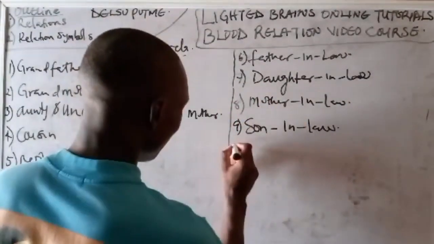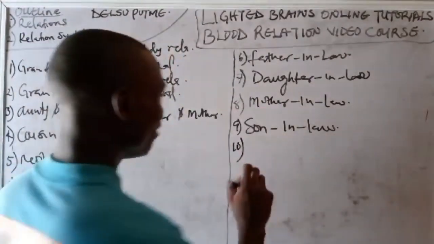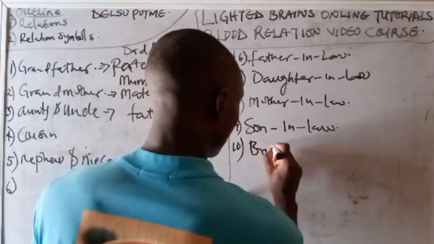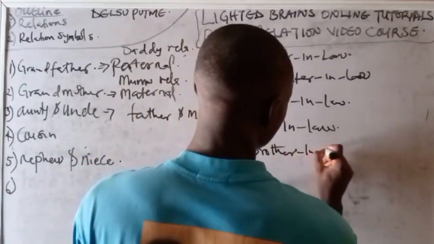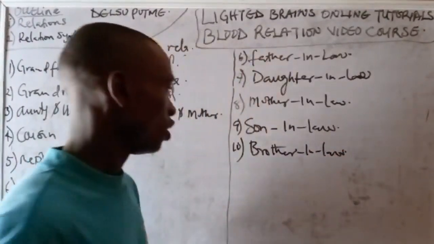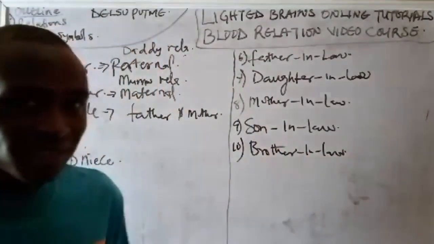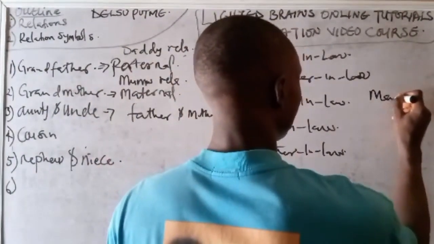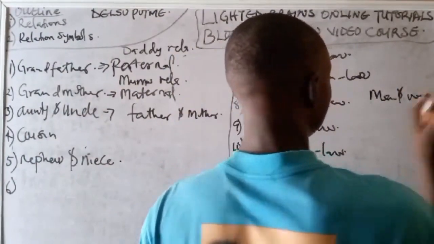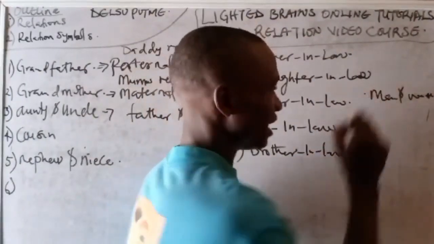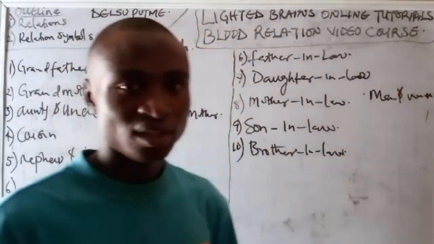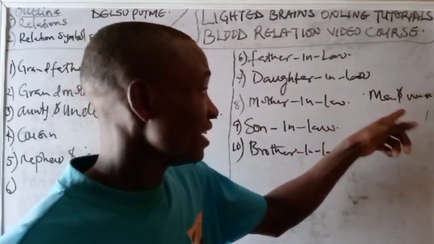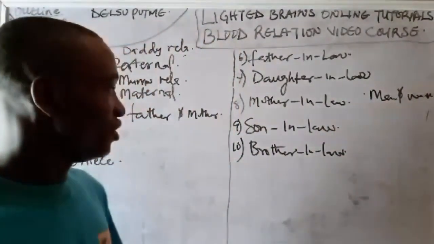So after that, now we have number 10. We have brother-in-law. Brother-in-law means, as you have a man and a woman, the brother of this man is brother-in-law to the woman. Do you understand now? The brother of this man is brother-in-law to the woman. Do you understand now?